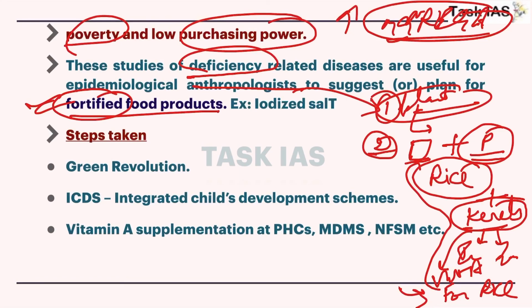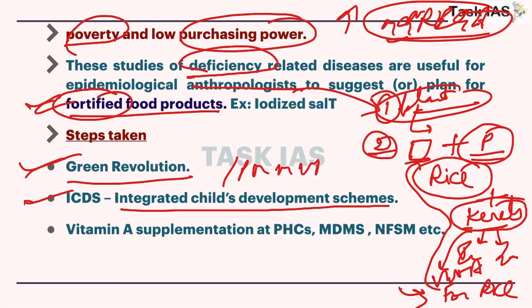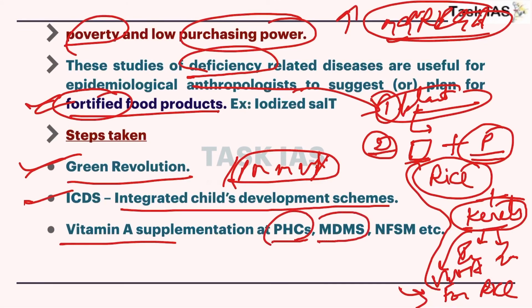Now, what are the steps taken to ensure nutritional security of our population? Firstly, the green revolution, so that we have enough food. Secondly, integrated child development schemes, or you can mention Pradhan Mantri Matru Vandana Yojana, where the focus is on pregnant women and young infants, and here financial incentive is given to women so that she can take care of her health. Now, vitamin A supplements at various primary health centers, and the midday meal scheme, so that students' attendance as well as their health can be ensured. Now, National Food Security Mission, here almost 69% of our population is entitled to get food at lower prices, so that no one is left behind.